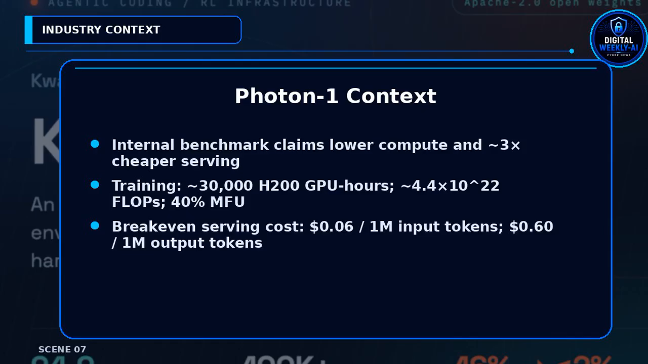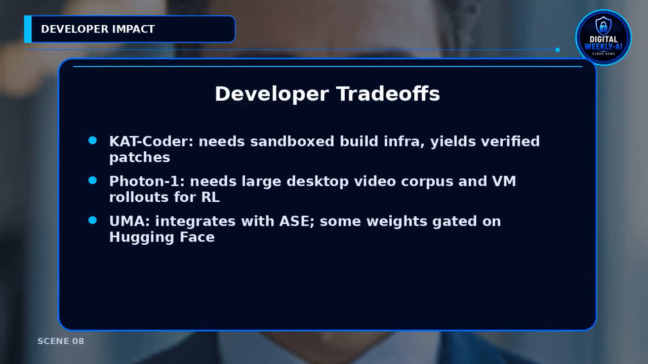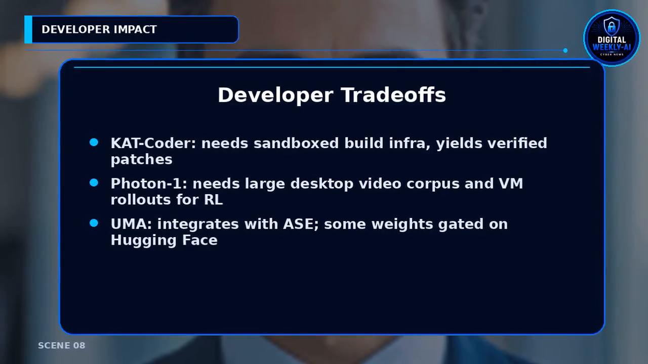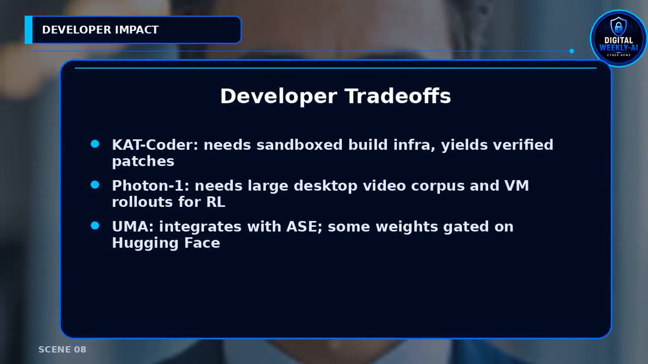Induction Labs reports about 30,000 H200 GPU hours, roughly 4.4 times 10 to the 22 flops, and 40% MFU for pre-training. They report a break-even serving cost of 6 cents per 1 million input tokens and 60 cents per 1 million output tokens. Developer trade-offs differ by domain. Cat Coder needs curated executable repositories and sandboxed verification.